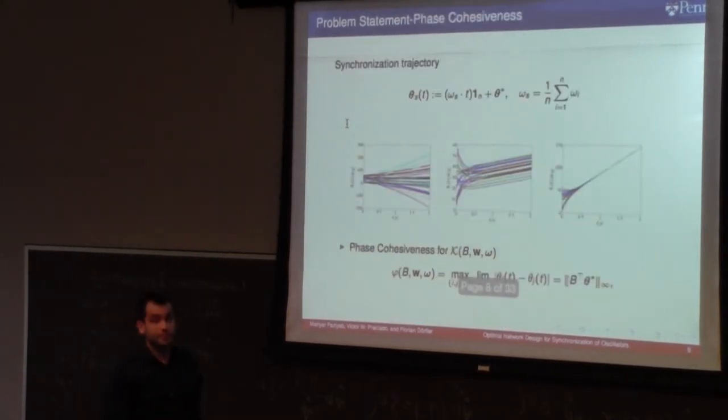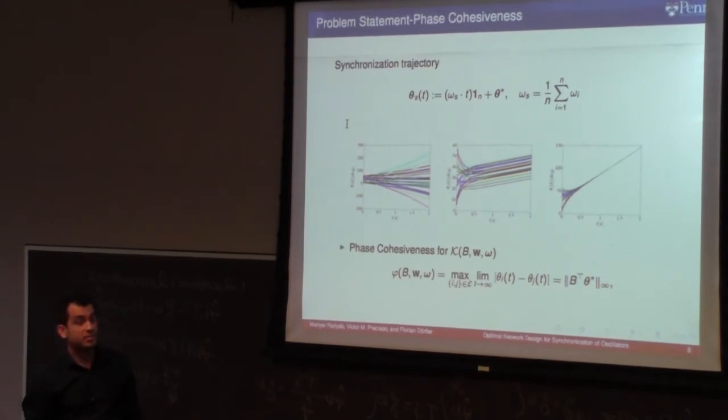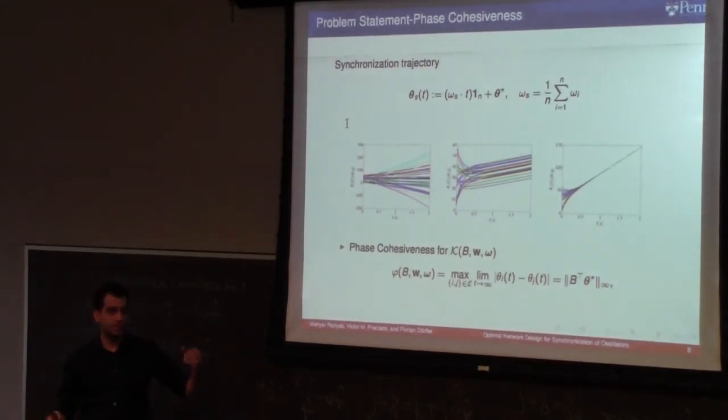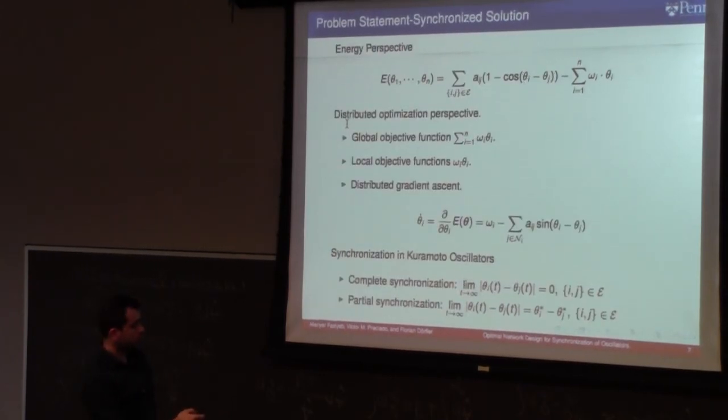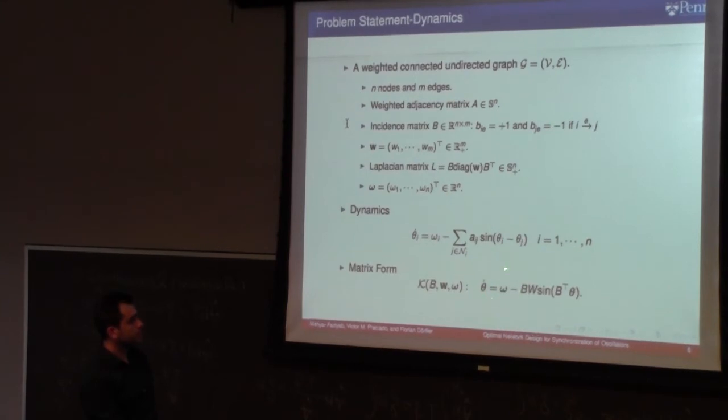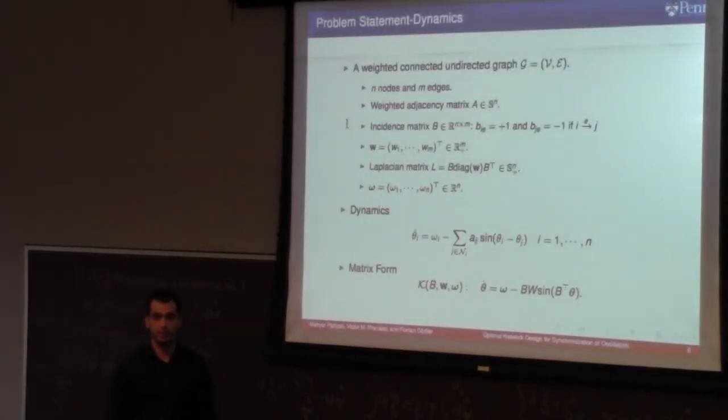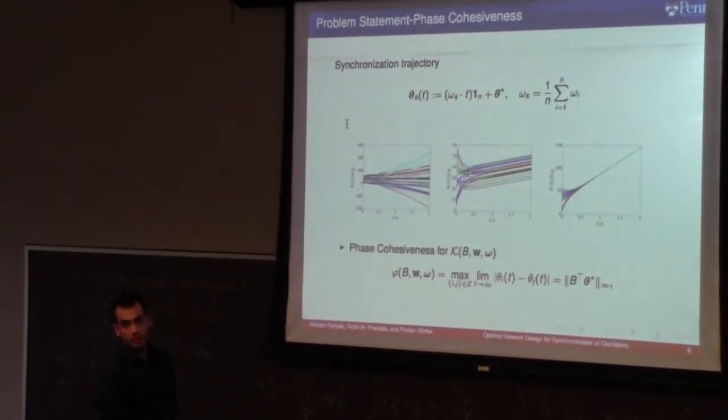Sure. What's the synchronization trajectory? A synchronization trajectory is a trajectory where, if you consider this vector form, theta will converge asymptotically to theta s. So yeah, this is depicted here. All the phases asymptotically have the same slope. This is a vector of ones, right? So they will increase with the same rate, but there is a steady-state gap across them. Yes.